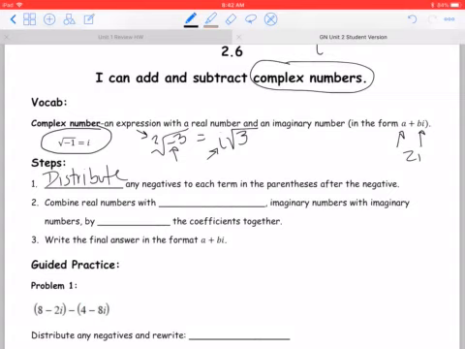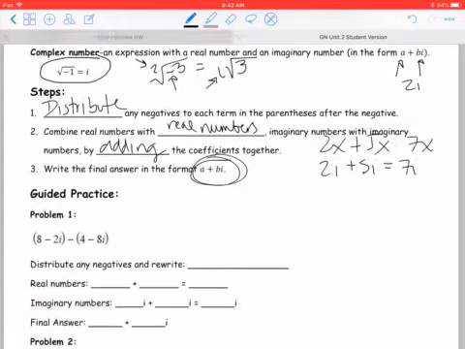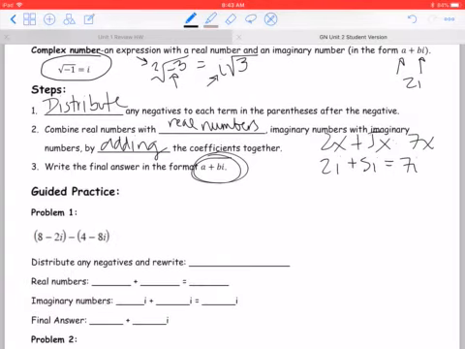Then you're going to combine all the real numbers with other real numbers. Okay, so 2 plus 2 equals 4, that kind of thing. Imaginary numbers go with imaginary numbers, and just like we added 2x plus 5x, we get 7x. Same thing, 2i plus 5i gets you 7i. So you're only adding the coefficients, the i's don't change. And then your final answer needs to be in that form, a plus bi. So number plus coefficient, imaginary.